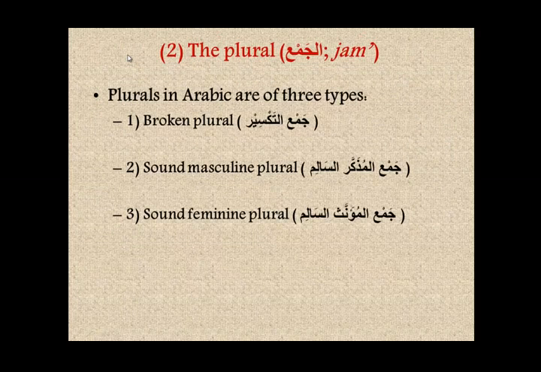Moving on to topic number 2, the plural or al-jam'. Plurals in Arabic are of 3 different types. In other words, every single plural you will encounter will fall under one of these 3 categories.